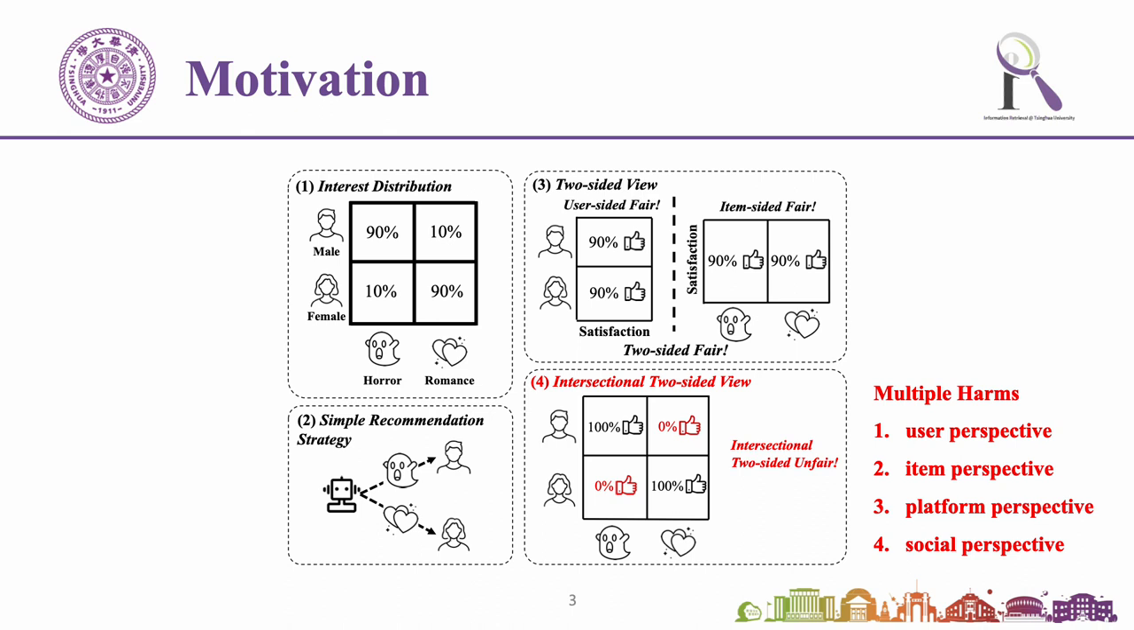Such unfairness has multiple harms for users and items. It hinders part of user interests and item consumers. For the platform, this constrains the development of a diverse user-item ecosystem. Moreover, from a social perspective, such unfairness may reinforce the social polarization issue. Addressing such unfairness is important for recommendation.